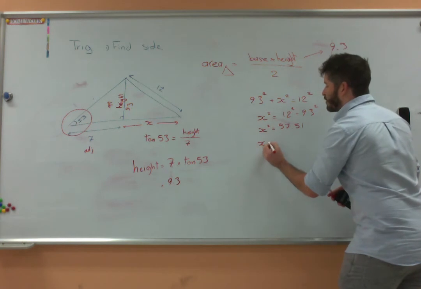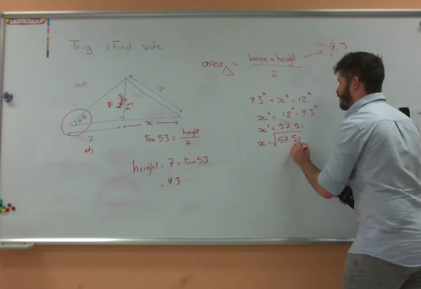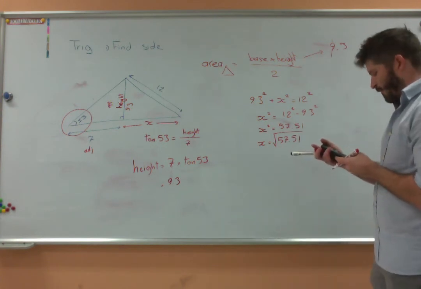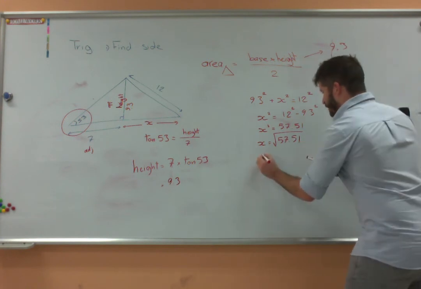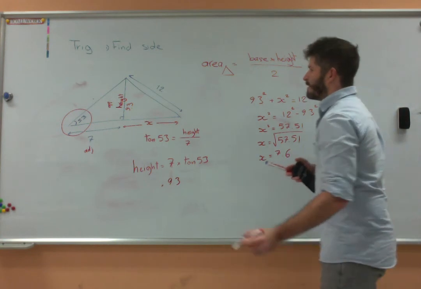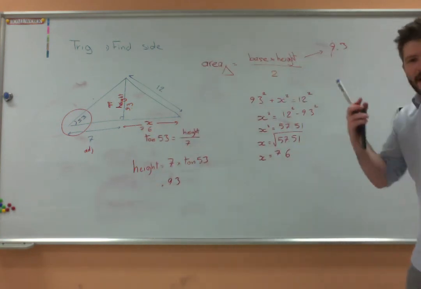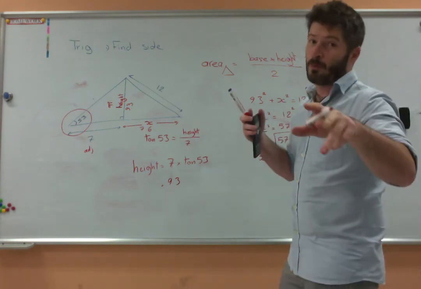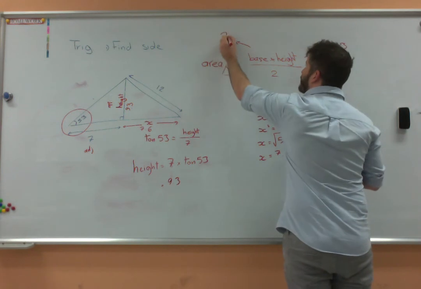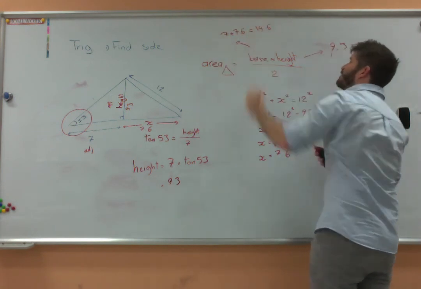So if we have to find out what x is equal to, we're going to have to square root the 57.51. So let's try this. We're going to square root 57.51, and you're going to get a value that will be equivalent to 7.6. So this value right here is 7.6. Whoa, nice! We have the height and we almost have the base. The base in this case would be equal to 7 plus 7.6, which will equal 14.6.